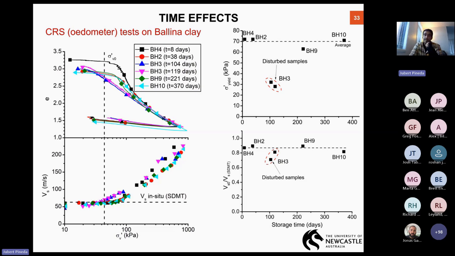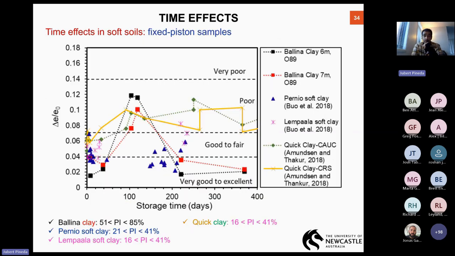If your soil is low plasticity, like the ones you can see in this photo, in this slide we see results from quick clays in Norway, in Sweden, and also soft clays in different places. The trend for this storage time to induce an increase in this ratio, delta E divided by e0, which is the sample quality index that I will explain in a minute, is basically more important in low plasticity clays.